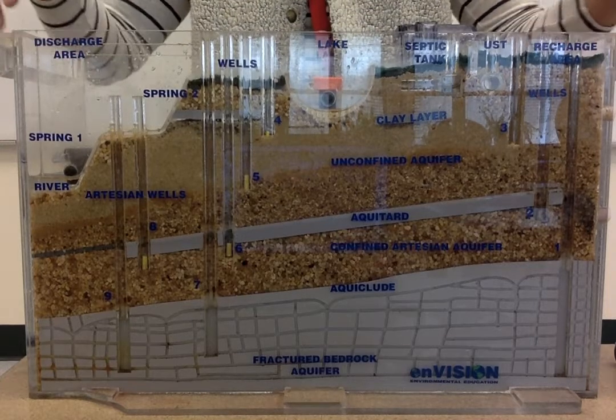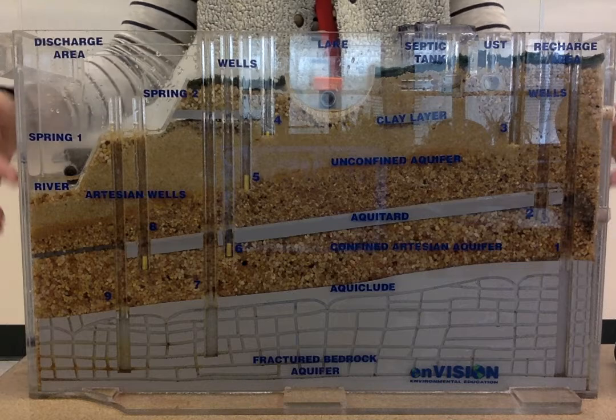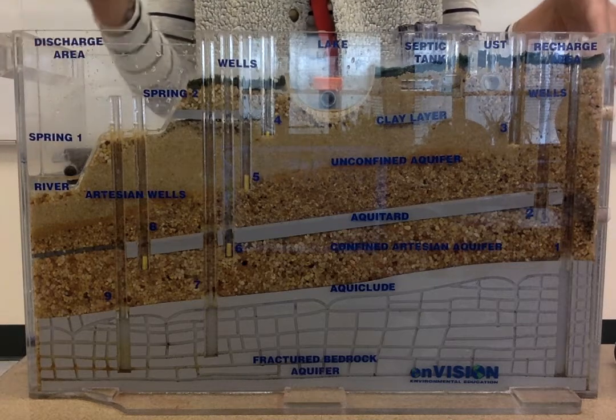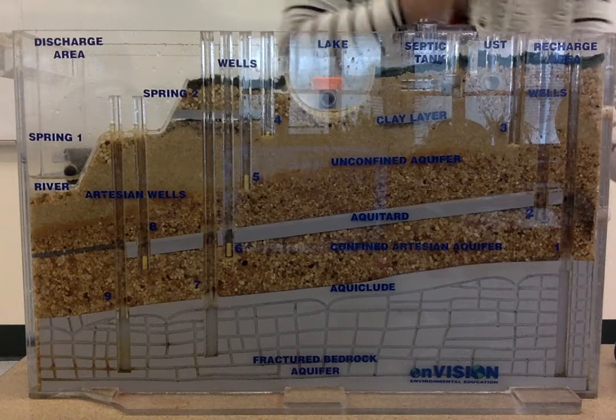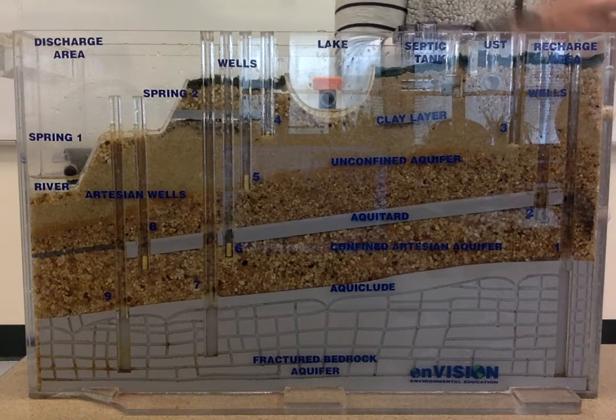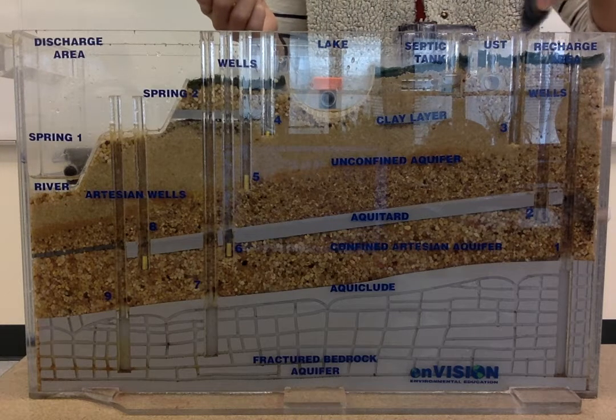What we're talking about right now is just how water gets into the aquifer and then what happens to pollution when it gets in as well. So to model this, I'm going to put some pollution down into one of these wells. And I also will put it on the surface here of the recharge zone.